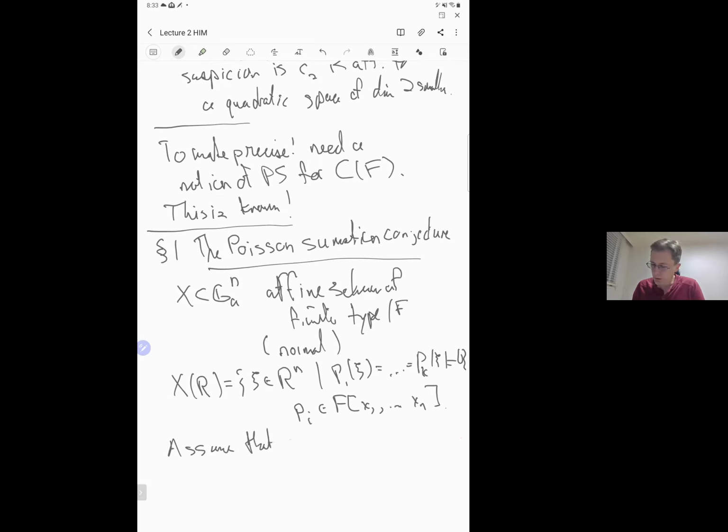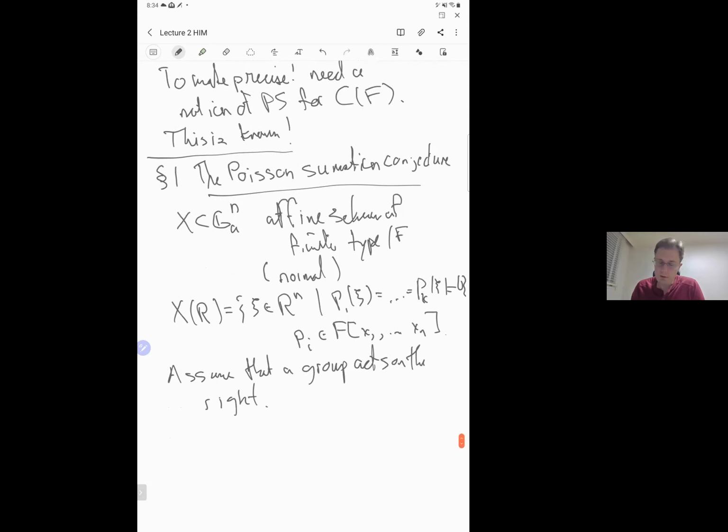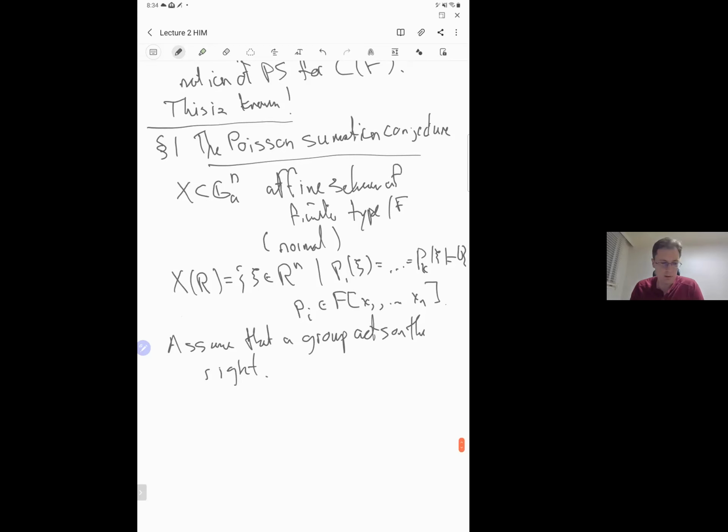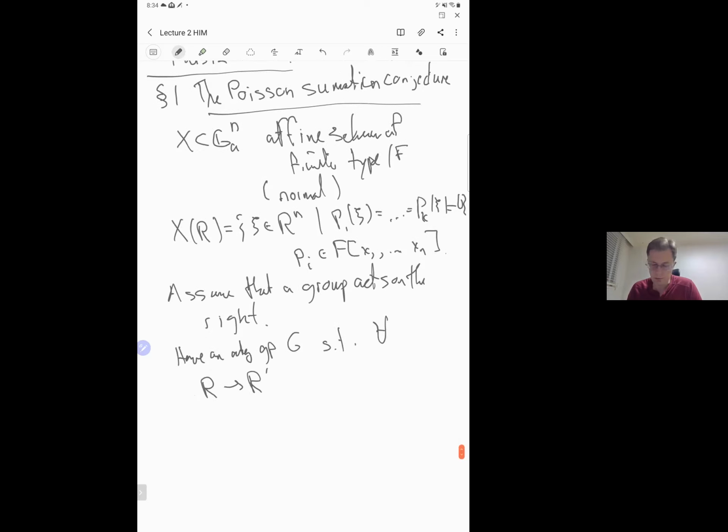And now what I'm going to do is assume that a group acts on the right. I'm going to need this to be an algebraic group. And since this is supposed to be a course, I'll say precisely what this means. What I mean is that I have an algebraic group G such that for all maps of F-algebras R to R prime, I have a little commutative diagram.